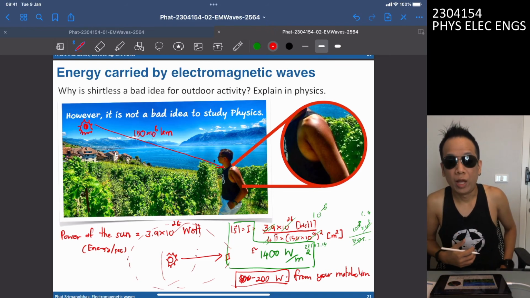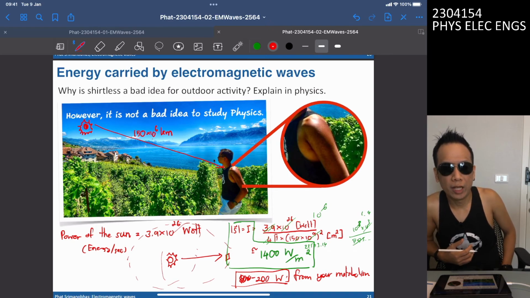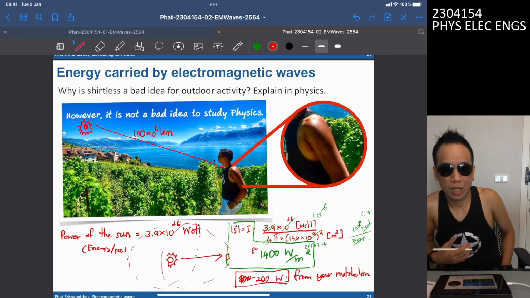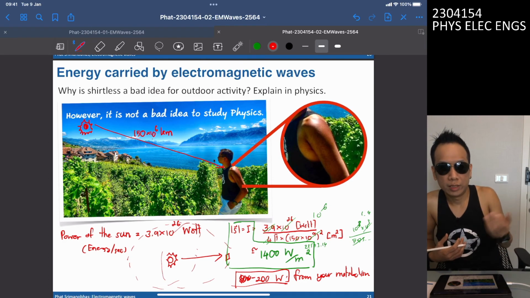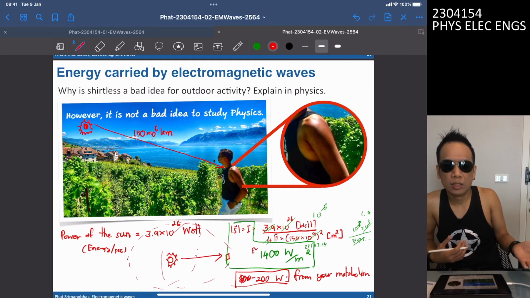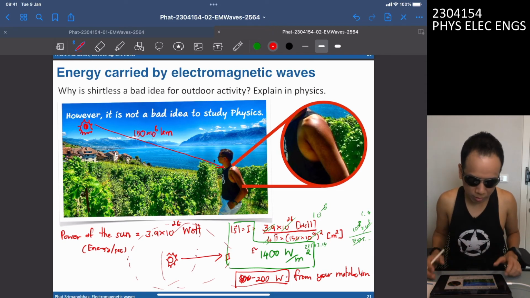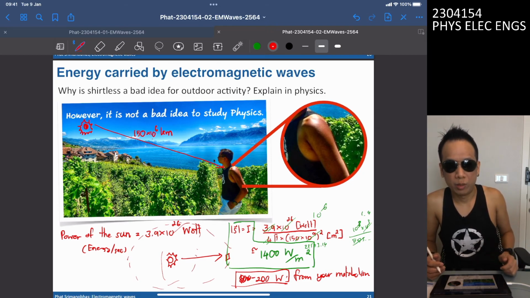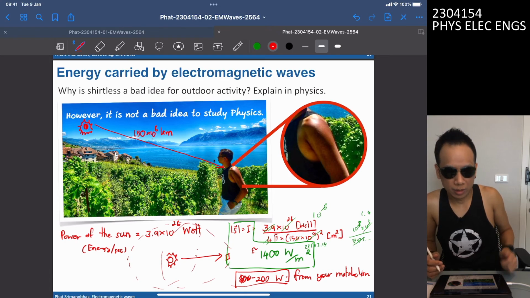So this is the way you use physics to explain your daily life. Now you know it's a bad idea to go shirtless for long outdoor activities, because over a long time you accumulate the energy, every second, every half second, that radiates from the sun. So this is a bad idea. However, it's not that bad that you learn physics, because you can explain this kind of problem in a way that not many people try to explain to you.